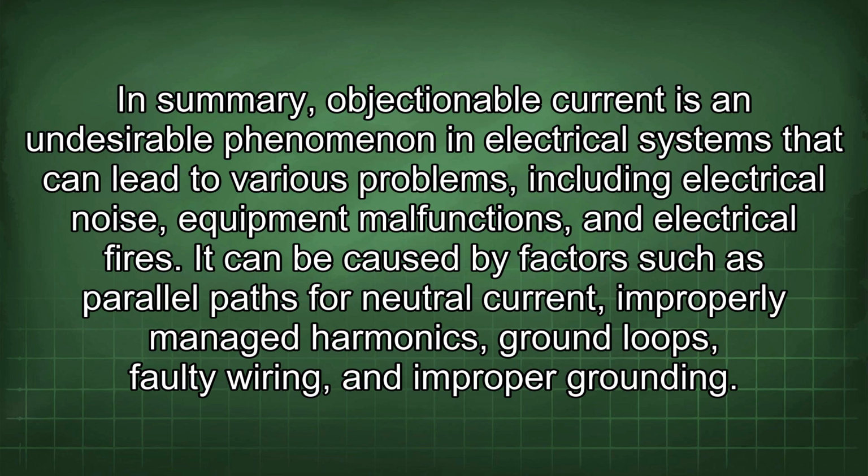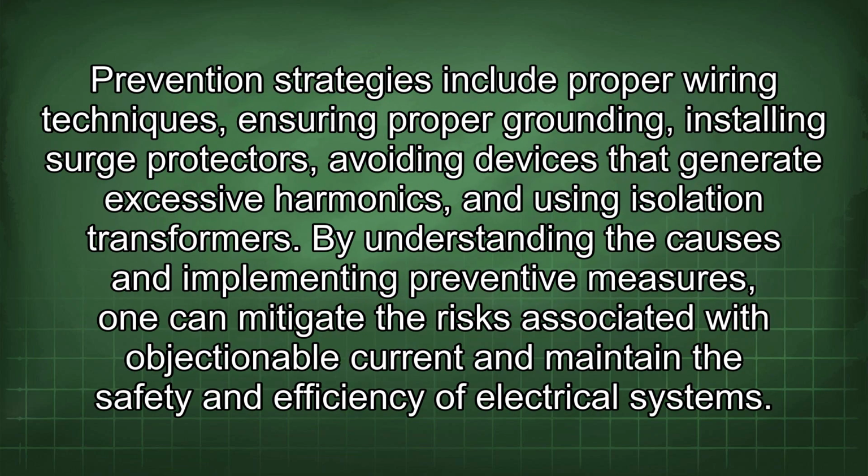It can be caused by factors such as parallel paths for neutral current, improperly managed harmonics, ground loops, faulty wiring, and improper grounding. Prevention strategies include proper wiring techniques, ensuring proper grounding, installing surge protectors, avoiding devices that generate excessive harmonics, and using isolation transformers. By understanding the causes and implementing preventive measures, one can mitigate the risks associated with objectionable current and maintain the safety and efficiency of electrical systems.